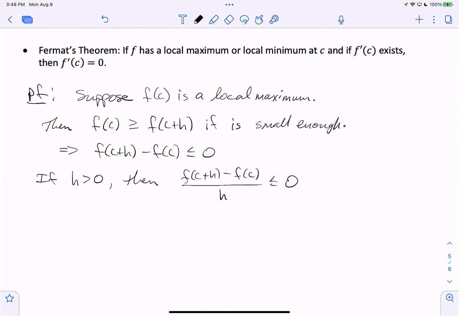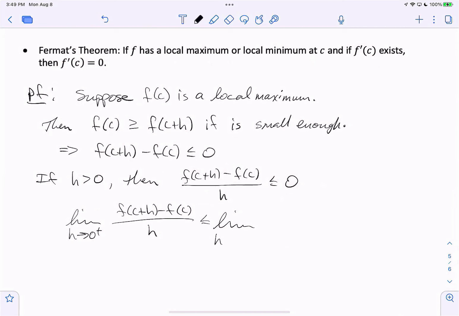Now I'm going to take the limit as h goes to 0 of both sides of this inequality, and when I do, because h is positive, we're looking at the limit as h approaches 0 from the positive side of f of c plus h minus f of c divided by h, which is less than or equal to the limit as h approaches 0 from the positive side of 0. Well, that equals 0.